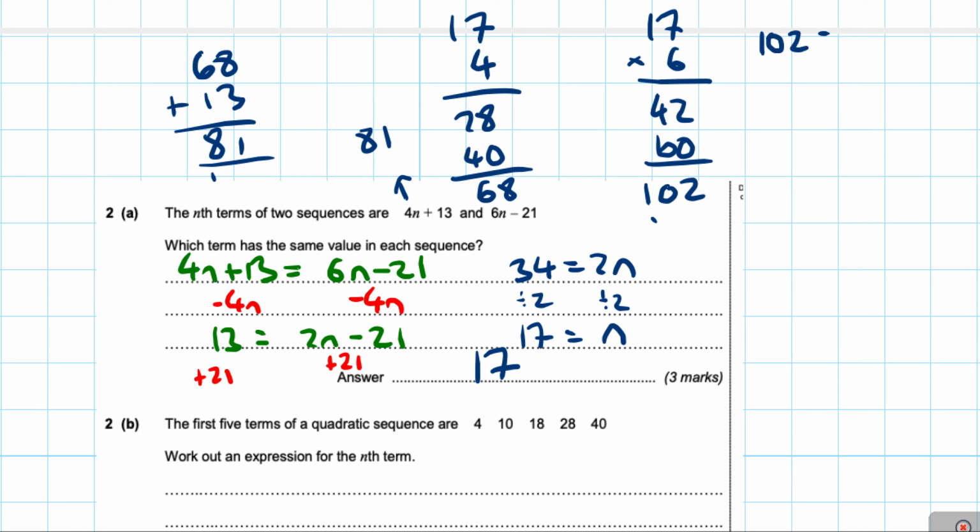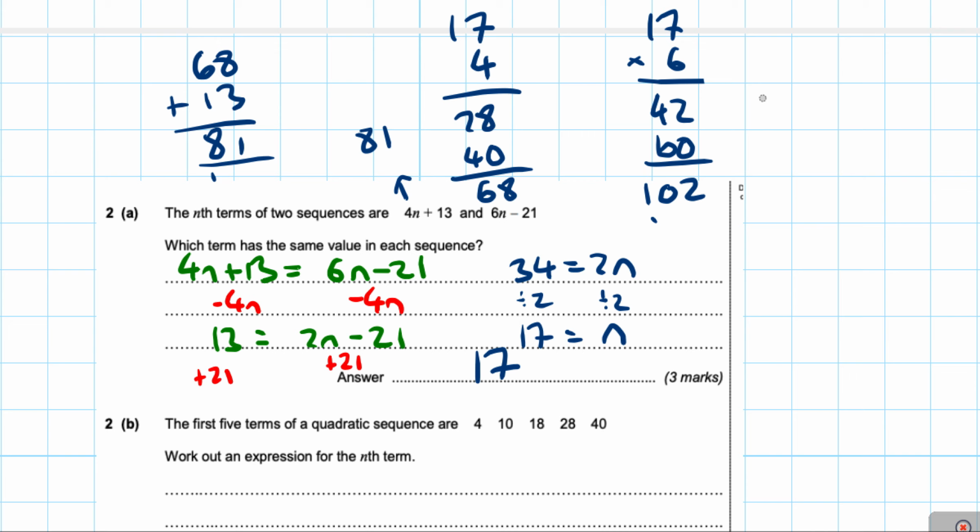minus 21. So 2 minus 1 is 1. Oh, wait, hang on. I have done this incorrectly. So it's going to be 102 minus 21. Oh, yeah, sorry, this is a bit of a fail.